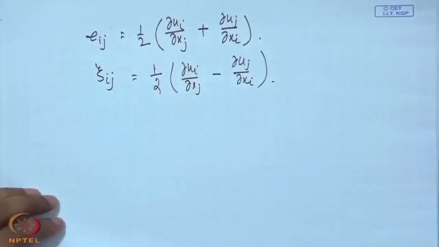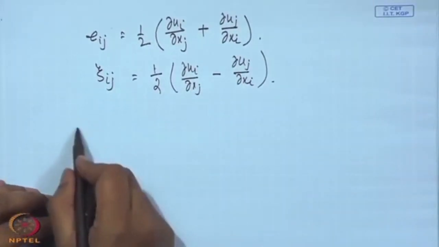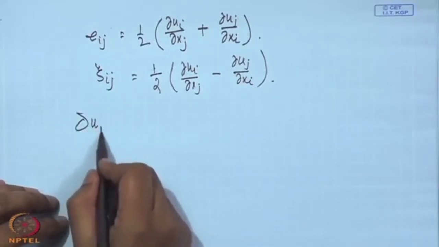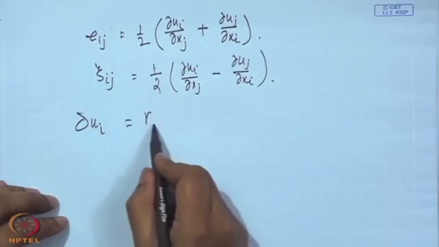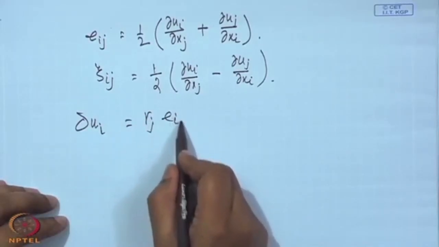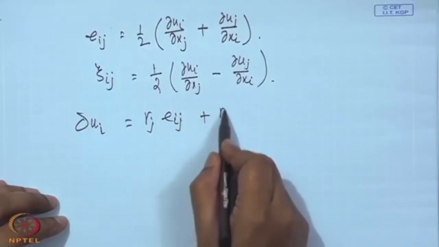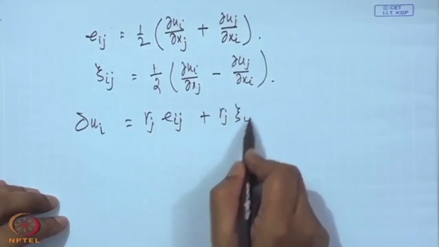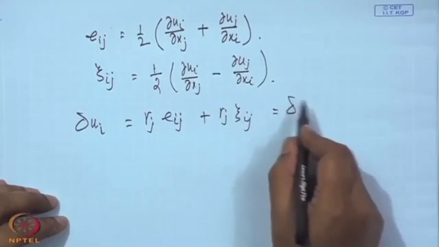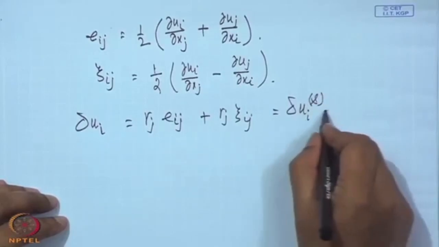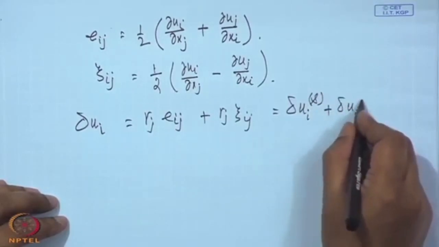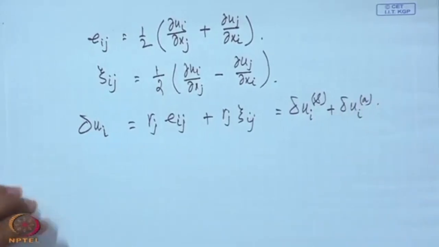And these are two contributions to the velocity difference, one by the symmetric tensor and one by the anti-symmetric tensor. We will just call them the symmetric contribution and the anti-symmetric contribution, because we would like to see the nature of each contribution separately.